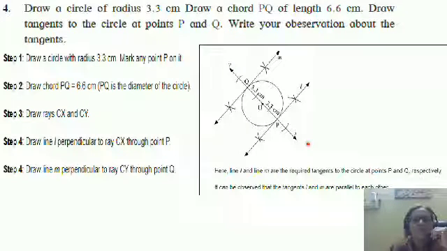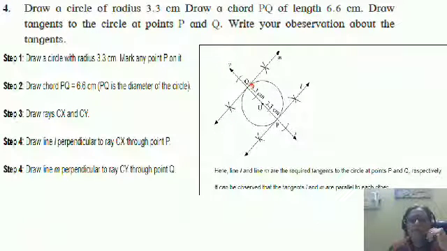Draw line L perpendicular to ray CX and through point P, with P as a center and a specific radius. You can draw an arc from these 2 points and join this, which is perpendicular at P. Same way, draw perpendicular at Q. So line M is perpendicular at Q. Line L and M are the required tangents to the circle at points P and Q.